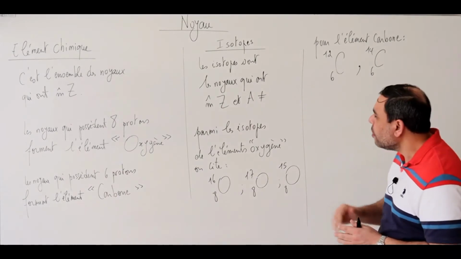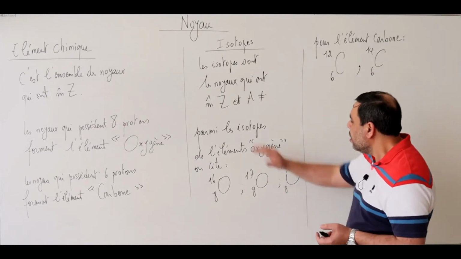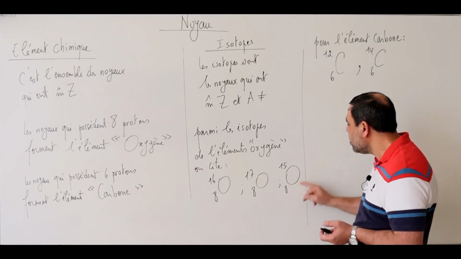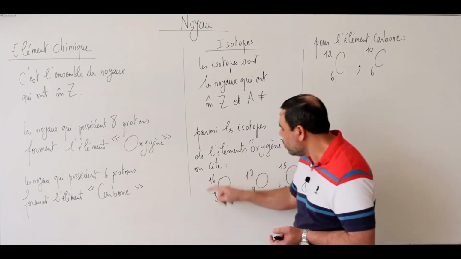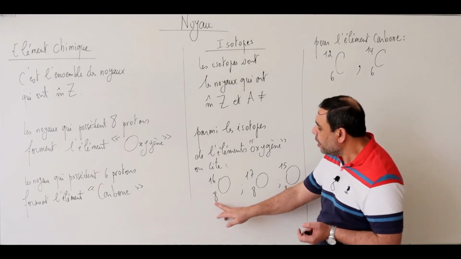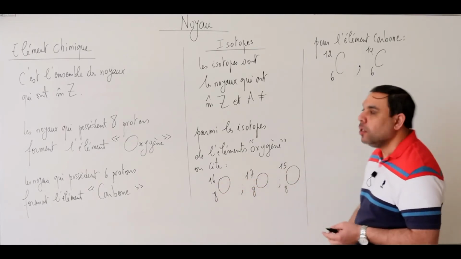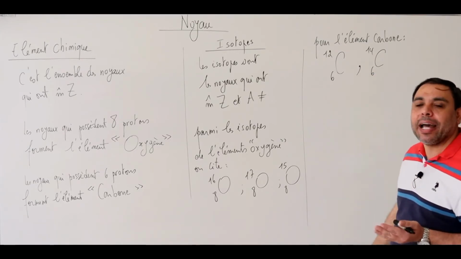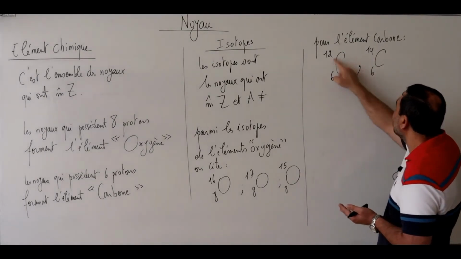Now, what do we mean by isotopes? Isotopes are nuclei that have the same Z but different A. Take an example, oxygen-16, oxygen-17, oxygen-15. These nuclei form the oxygen element. All these nuclei are isotopes since they have the same Z but different A. Similarly, here we have 2 isotopes of the carbon element, carbon-12 and carbon-14. Same Z, different A.